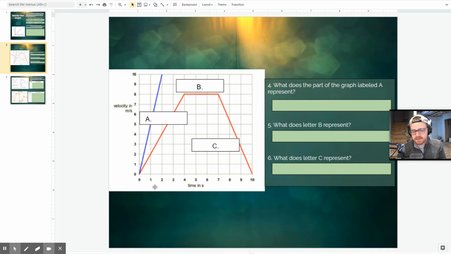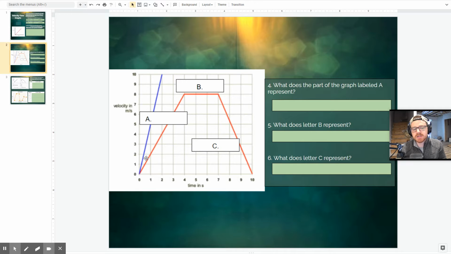Okay, so very important to realize, or to have an idea of how much time is being passed here, because it's not 1 hour or 2 hours. It's 1 second, 2 seconds, 3 seconds. It's not 1 kilometer or mile. It's 1 meter, 2 meters, 3 meters as you go up the y-axis. So looking at number 4, what does the part of the graph labeled A represent? A is going to be both this blue line and also this red line.